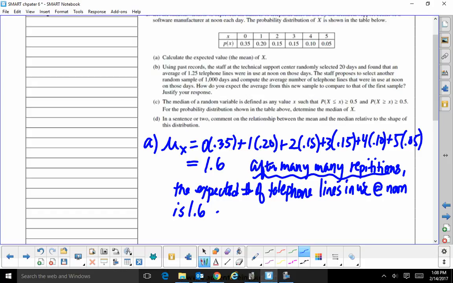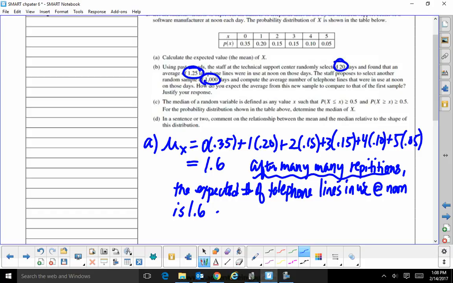Okay, let's read B, Brenna. Class records. The staff of the technical support center randomly selected 20 days and found that an average of 1.25 telephone lines are used at noon on those days. The staff proposes to select another random sample of 1,000 days and compute the average number of telephone lines that were in use at noon on those days. How do you expect the average from this new sample to compare to that of the first sample and justify your response? Okay, so they said after 20 days, they got, this is the expected value.